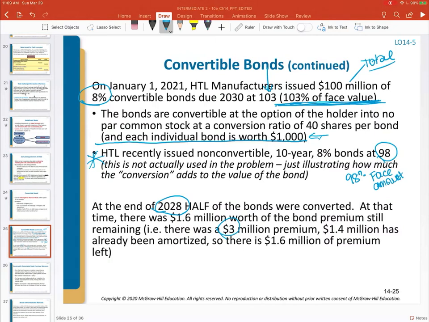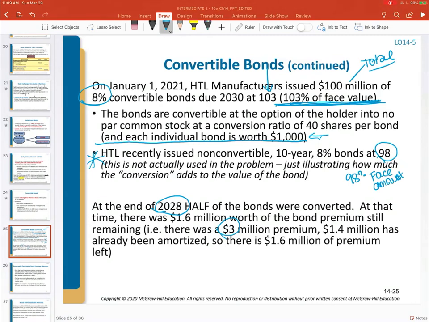We would have a premium on that bond of $3 million. So what we're assuming here is over time, we would have already amortized $1.4 million of that premium. So there's $1.6 million of that premium remaining. We need that information. We need to know how much premium we have still on our books, because when we convert these bonds into common stock, we need to show that conversion on our accounting record.